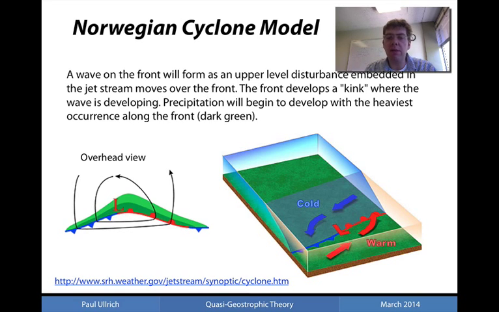Precipitation will begin to develop with heaviest currents along the front, where you have warm air moving up above the cold air and cold air pushing down into the warm air vicinity, both leading to the formation of precipitation as warm air is pushed upwards due to buoyancy.